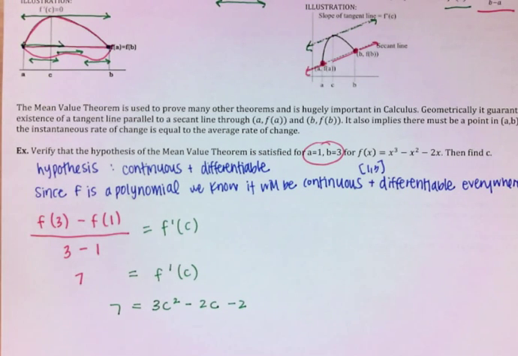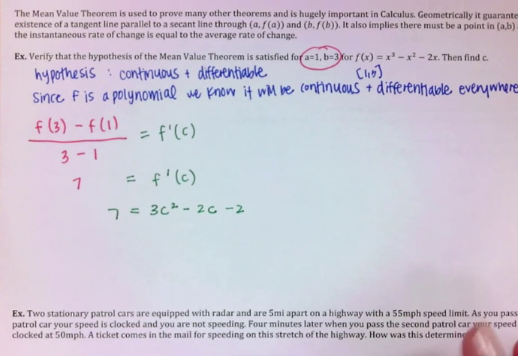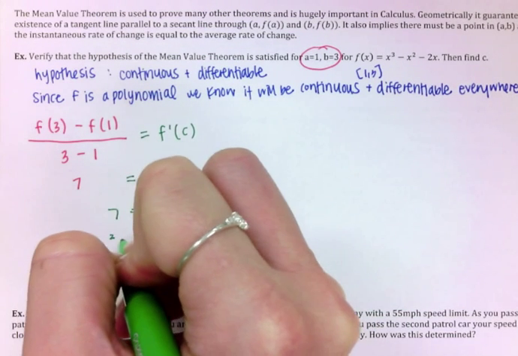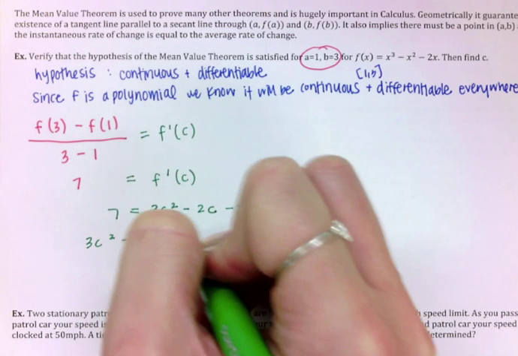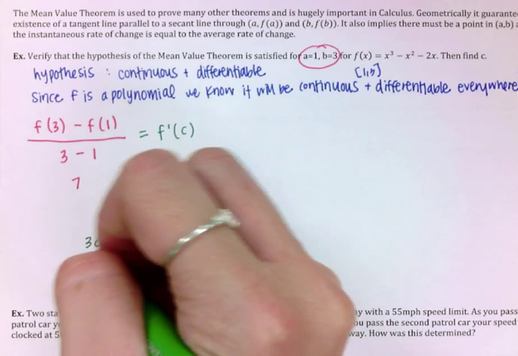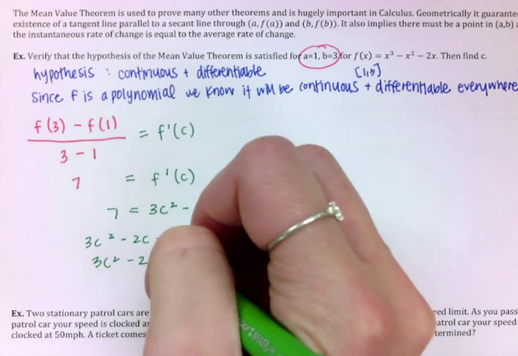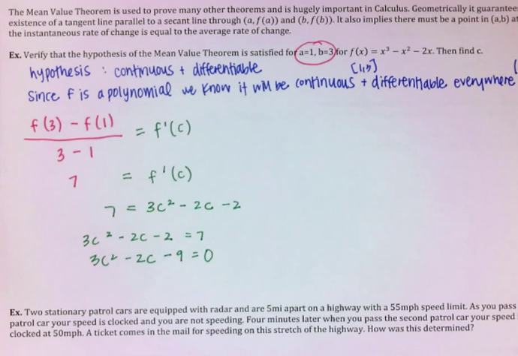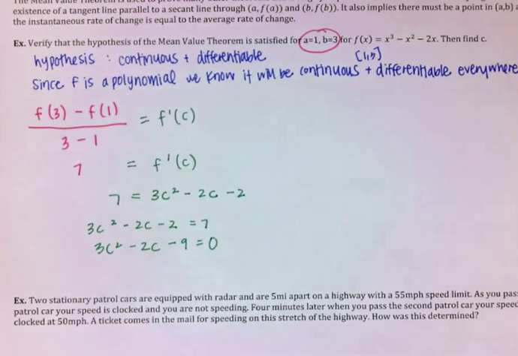We would like to be able to factor this, because that's the fastest way we know how to find our values. So we would subtract the 7 on both sides. You subtract and you get 3c squared minus 2c minus 9 is 0. And now we sit here and we try to factor this.